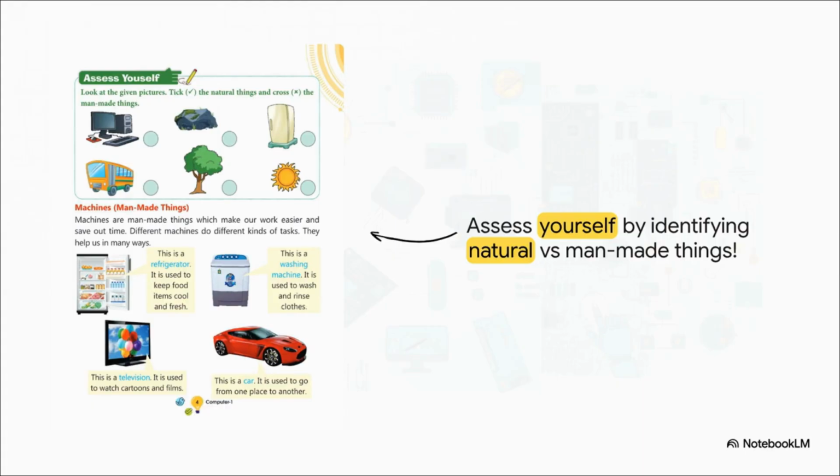Think about a big green tree. That definitely gets a tick because, well, it's a gift from nature. The sun? Absolutely another tick. But what about a yellow school bus or a refrigerator? I mean, nature doesn't exactly grow buses or fridges, right? Humans build them in factories, so they get a cross.